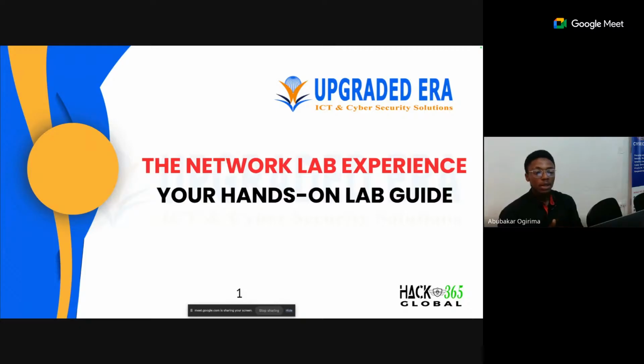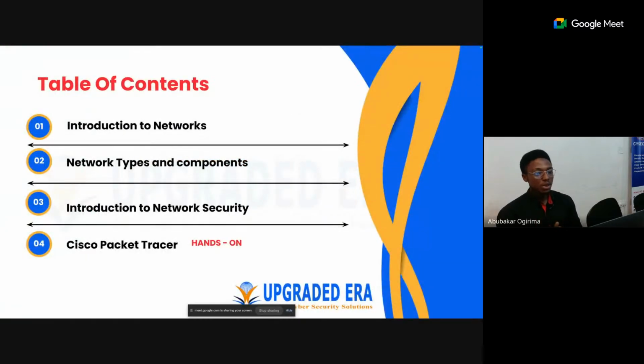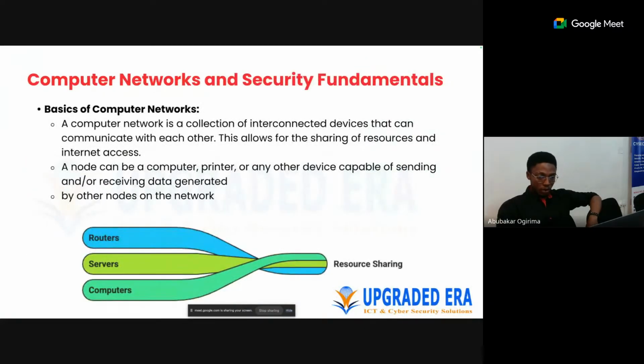Just as Favor has said, we would be going through network security. And to be able to do that successfully, we need to understand some of the core fundamentals. And we're going to start with networking. So as you can see on the table of contents, we'll get into understanding networks first. We'll break down network types and components. Then we would now have a proper introduction into network security. And lastly, we would have the hands-on lab, which would be on Cisco Packet Tracer. So without wasting much of our time, let's get started.